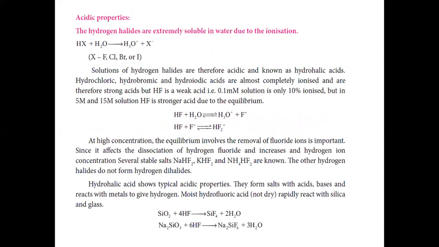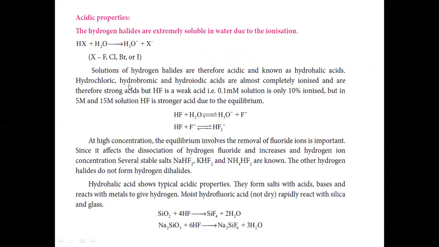Next one is the acidic properties. The hydrogen halides are extremely soluble in water due to ionization. When a hydrogen halide reacts with water, it gives the hydronium ion and the halide ion. Here X refers to fluorine, chlorine, bromine or iodine. The solutions of hydrogen halides are therefore acidic, and that is why we call them hydrohalic acids.